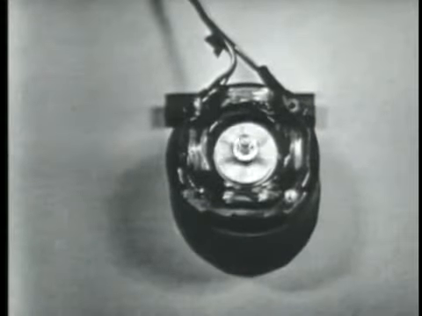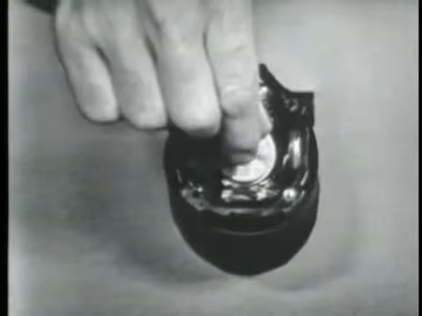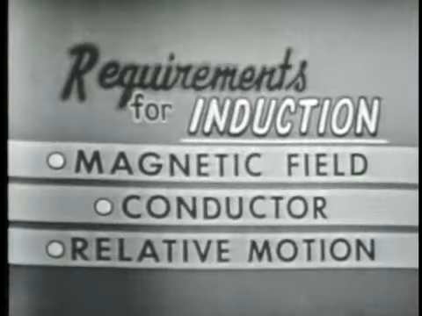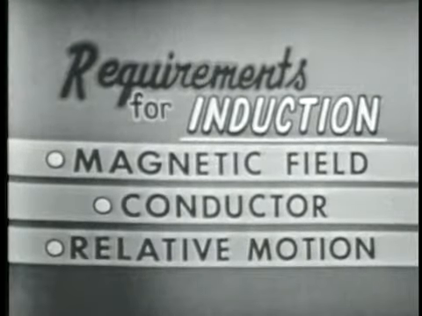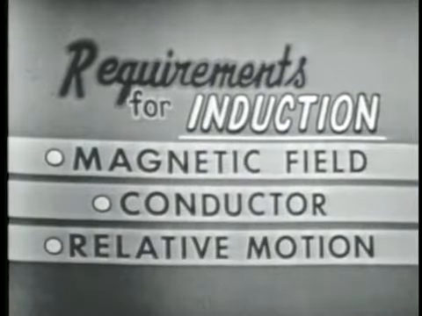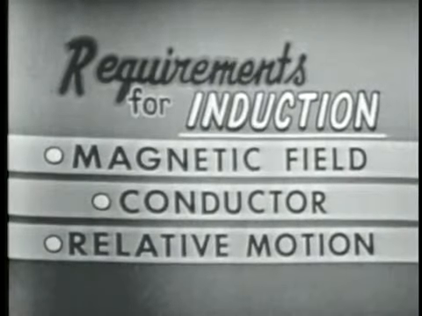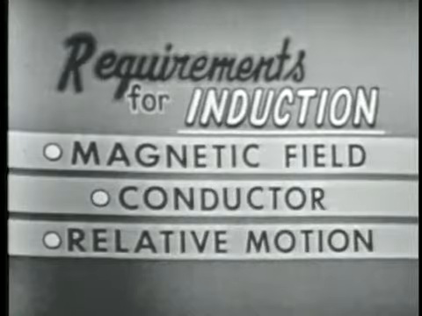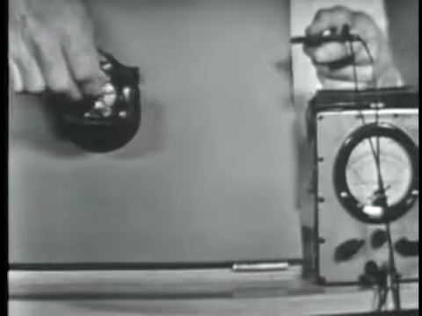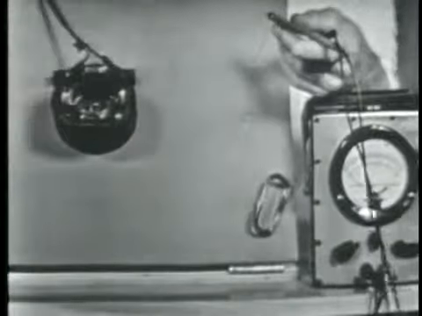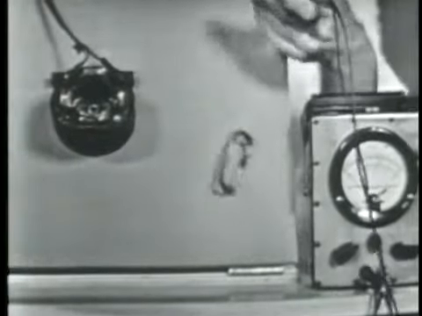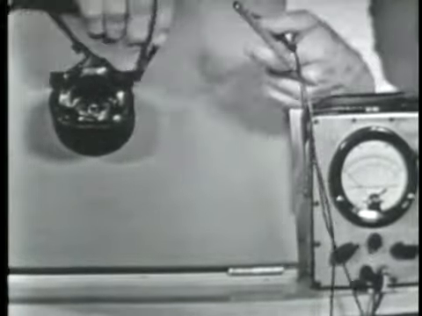But how does this cause the rotor to become an electromagnet? Well, you remember the requirements for induction? I sure do. A magnetic field, conductor, and relative motion. All right. We've got a magnetic field here that's rotating about the field windings. I'm going to take the rotor out of there and prove that we have induction taking place.